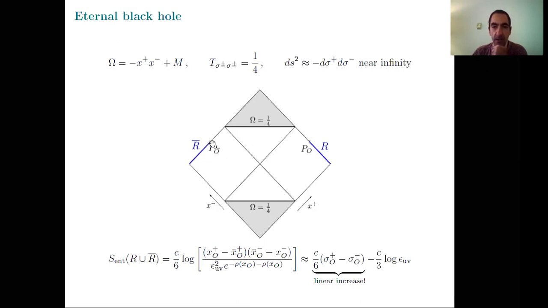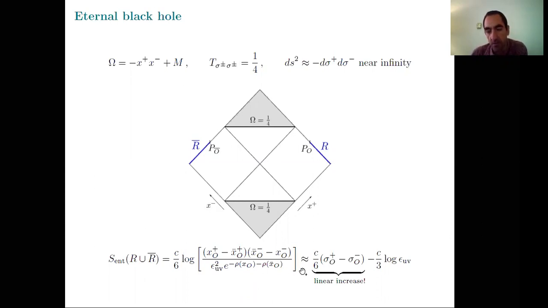You can think about it however you want, but I like to think of it as the global state is pure. So to compute the entropy in R union R bar, I can compute the entropy across this interval that cuts across the spacetime. And there are some conformal factors at these points, because it's not flat, it's conformally flat, so you need to put in these Weyl factors. And this is just the 2D CFT entanglement entropy formula for a spacetime that's conformally flat.